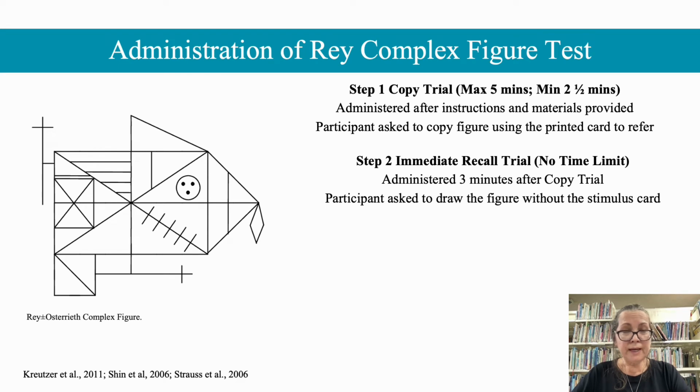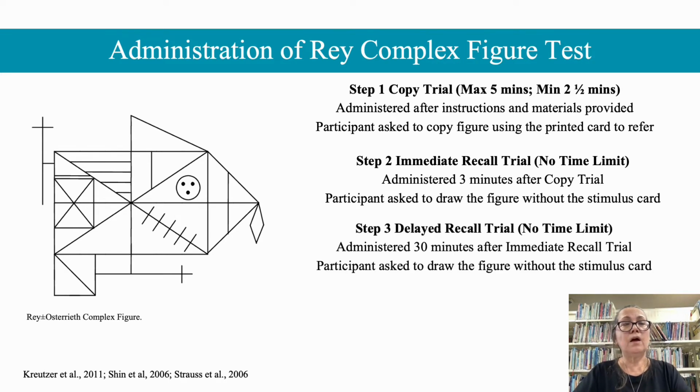After a 3-minute delay of unrelated verbal activity, the immediate recall trial is administered. There is no time limit. Following a delay of 30 minutes, the delayed recall trial is administered. It is filled with interfering activity, not constructional. And again, there is no time limit.